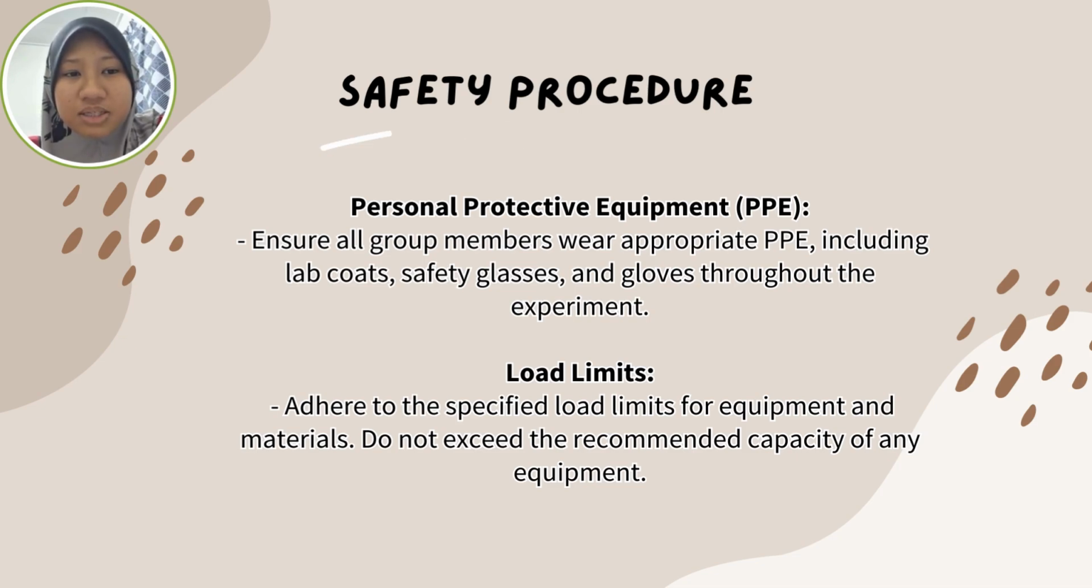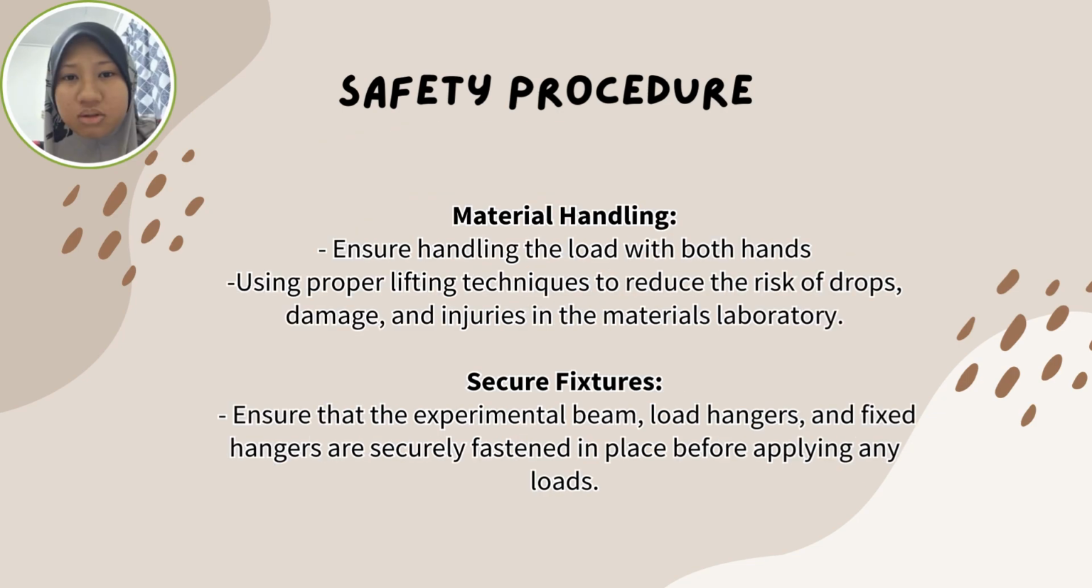Safety procedure. First, personal protective equipment (PPE). Ensure all the group members wear appropriate PPE, including lab coat, safety glasses, and gloves throughout the experiment. Second, load limit. Adhere to the specific load limit for equipment and material. Do not exceed the recommended capacity of any equipment. Third, material handling. Ensure you handle the load with both hands, using proper lifting technique to reduce the risk of drops, damage, and injury in the material laboratory.